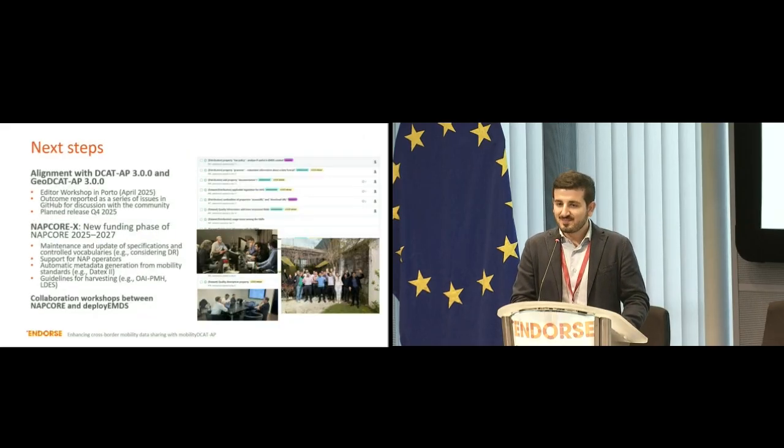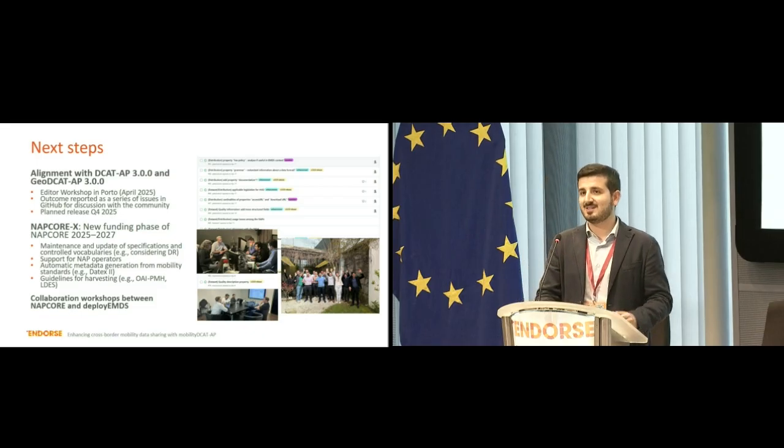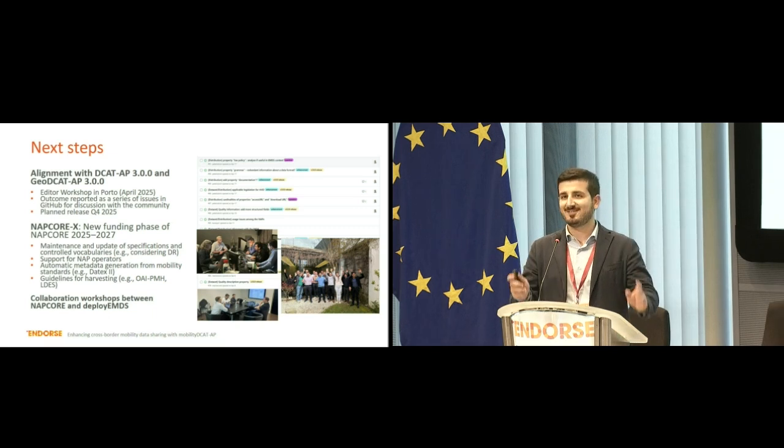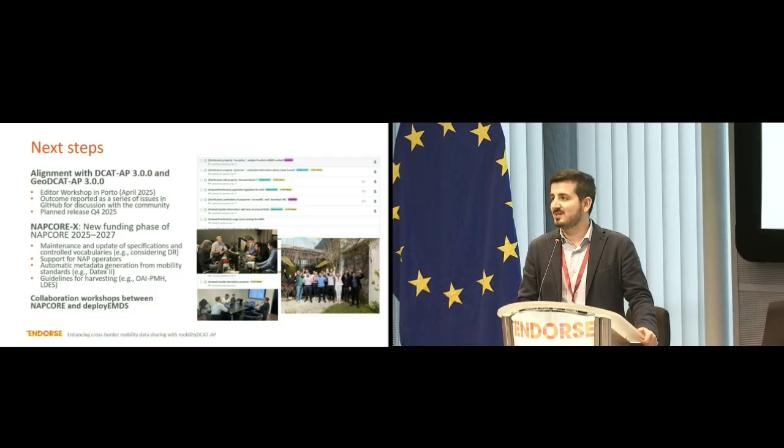And to finish, the next steps for mobilityDCAT-AP are, of course, to align with the other specifications that we rely on, specifically DCAT-AP and GeoDCAT-AP 3.0. We did a workshop in April. We collected a huge list of proposed modifications that we are trying to accommodate. And now we started with the next funding phase of NAPCORE in September, so we are working on all of these. We plan to have a new version of the release soon. And thank you all for your attention.